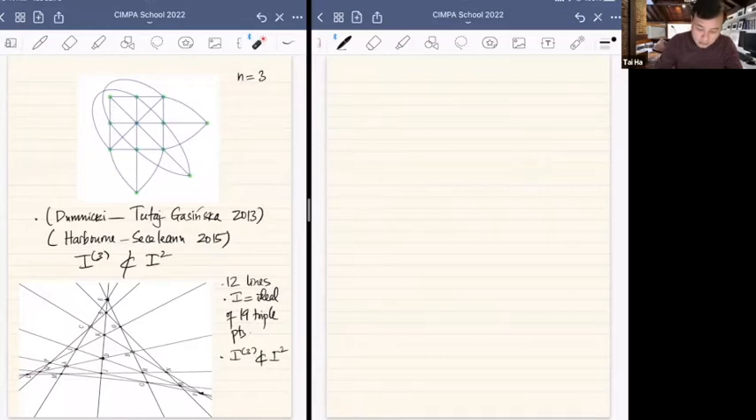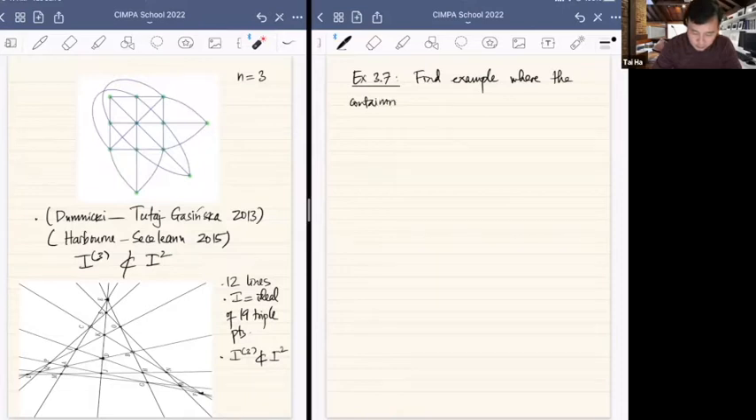So maybe I'll give you an exercise that you can just try. I don't remember what number it is, maybe 3.7. Find an example where the containment I to the HR minus H plus one containing I to the R fails with R bigger than, say, 3, right?